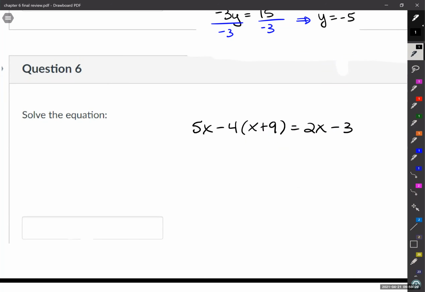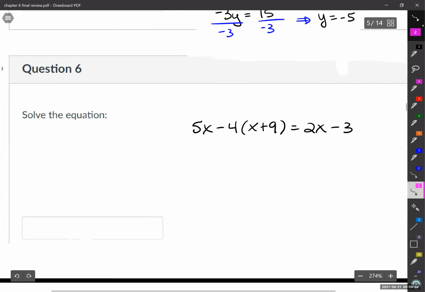Now here we see we have a variable on each side of the equation. However, this one is kind of being hidden. We need to distribute first and then combine like terms to see what's actually happening on the left side. Once we fully simplify the left side, then we'll try to move all the variables to one side, all the numbers to the other.